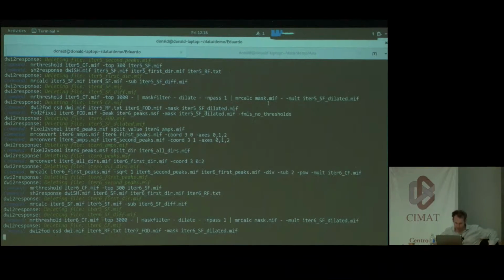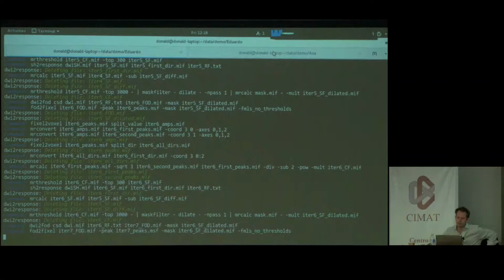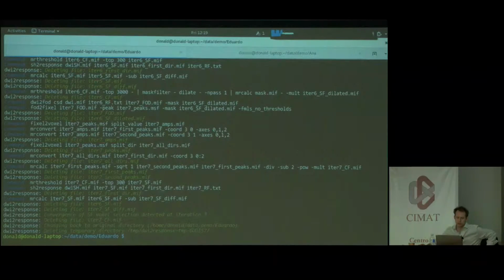How many iterations has he put in? Jeez. Anybody else have any questions or any comments or anything that we want to talk about while this is going on? Oh, it's actually done something.